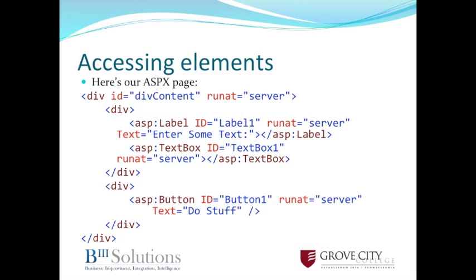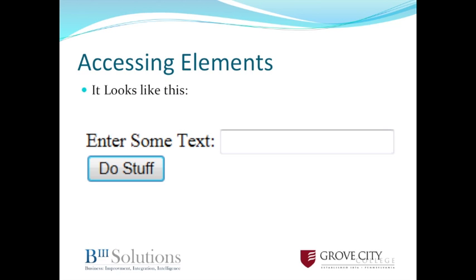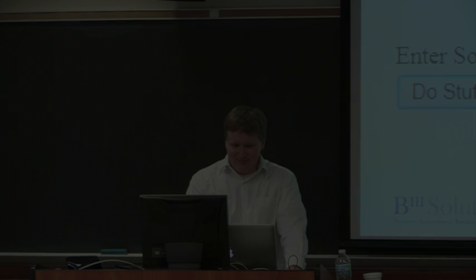So it's not too hard to get JavaScript into a page. Let's have a little bit more complex of a page here. In this case, I have a div, a label, a text box, and a button that I want to do stuff with. When it renders, it looks like this. The idea with this one is I would like to show an alert and display whatever's in the text box.